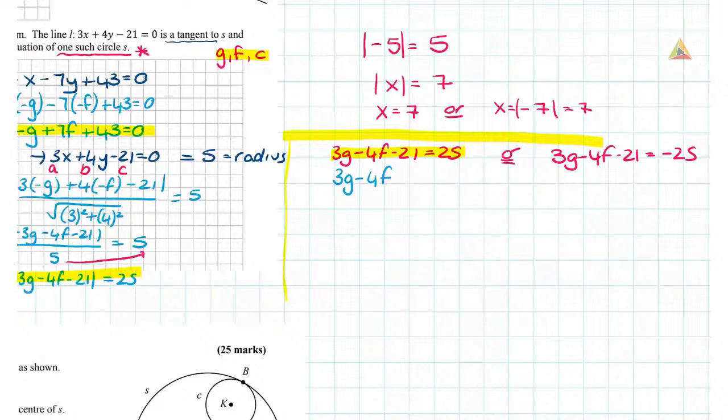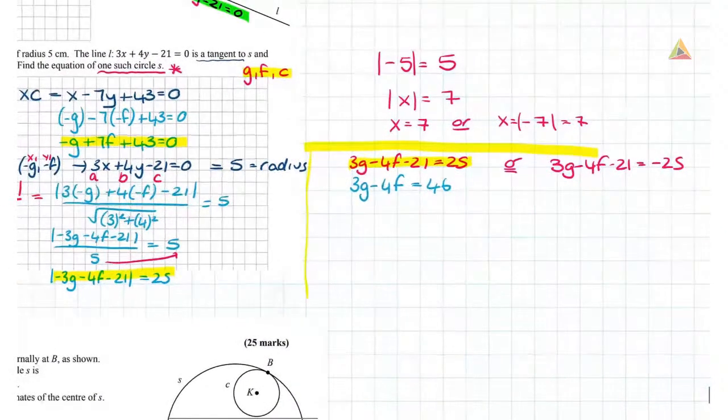So adding 21 to both sides, you'll end up with 3g minus 4f equals 46. Okay, and sorry, that was a minus 3g. Yeah, so that was actually a minus 3g from here. So that should be a minus 3g as well. I just dropped the minus for some reason when I was carrying it over, but there should still be a minus 3g there.